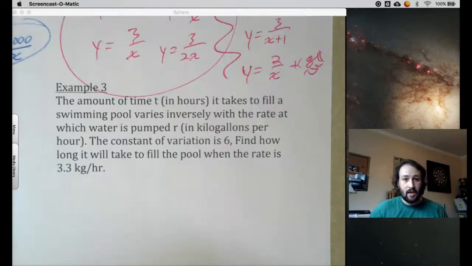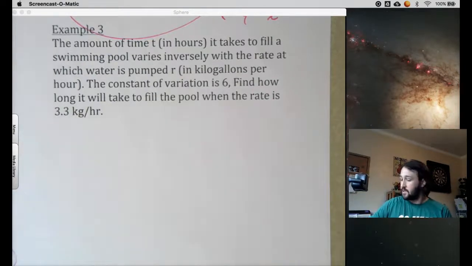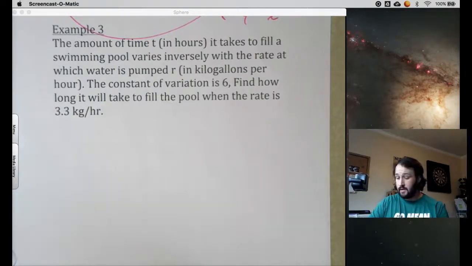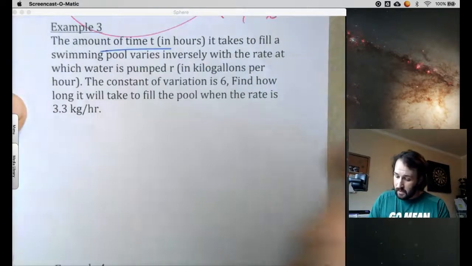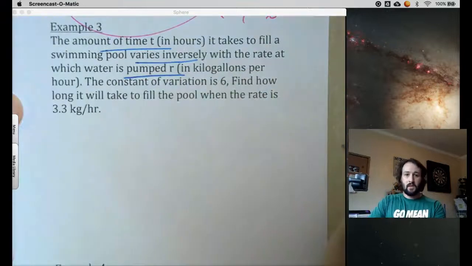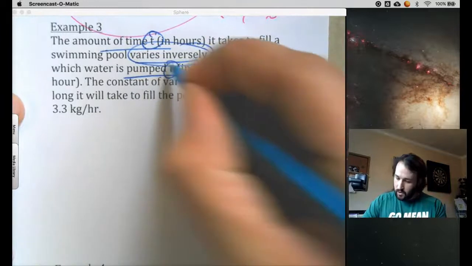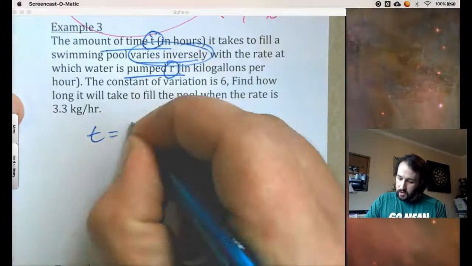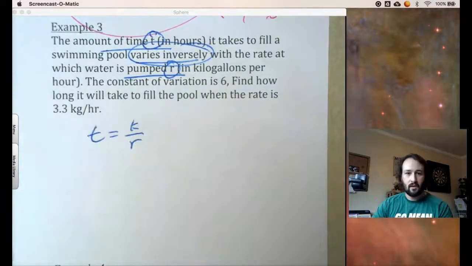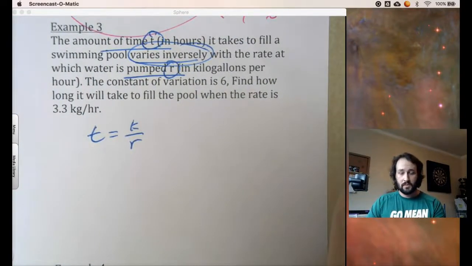All right, so now let's see how we actually use these things. We have the amount of time in hours it takes to fill a swimming pool varies inversely with the rate at which the water is pumped. So that's telling us our equation right there. Time t varies inversely with r. So the equation here that we're going to use is t equals k over r.